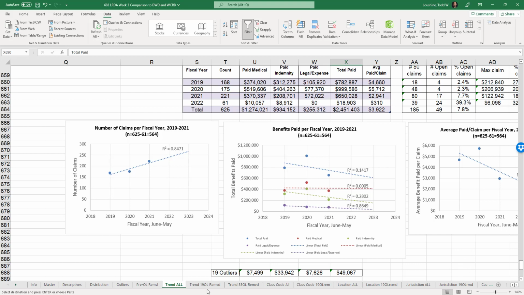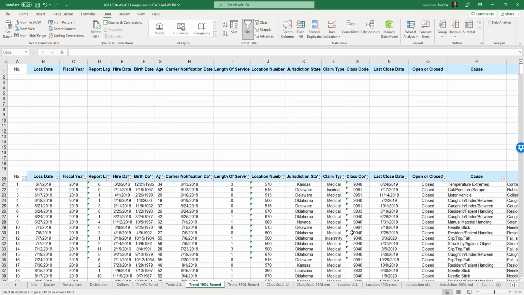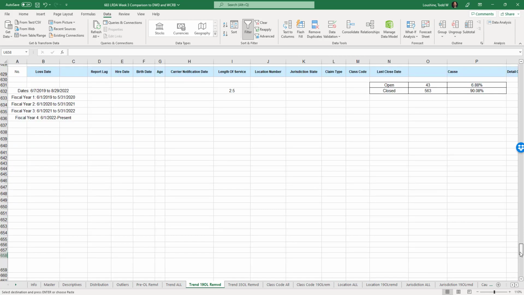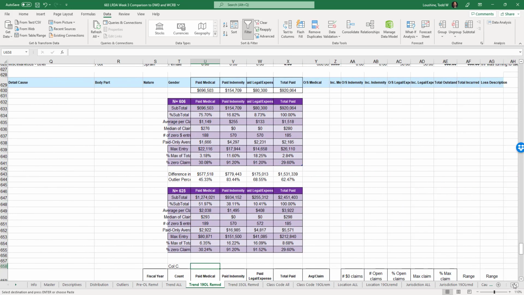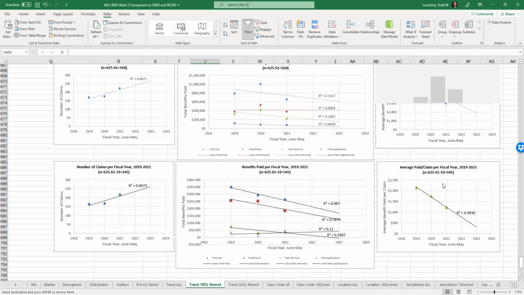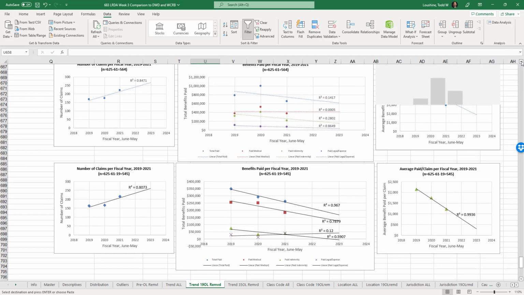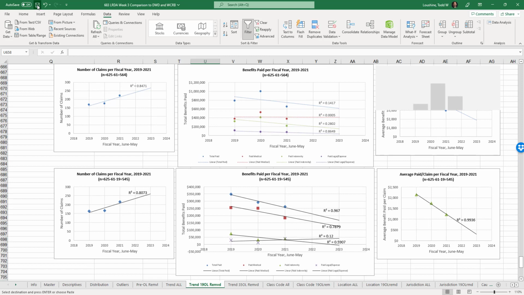So this is the raw data. This is what the outliers removed. Always try to save your work on the tabs so it brings you directly to what the results are. And I'm going to do this, and I'm going to save my work. So the next time I open this, there we go.